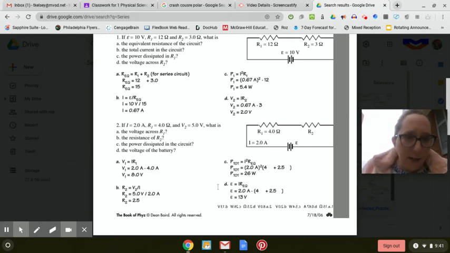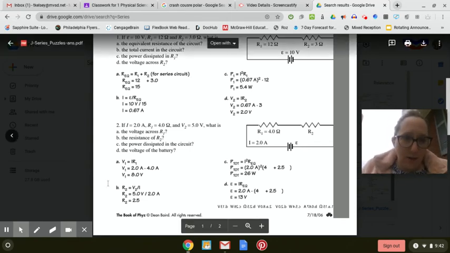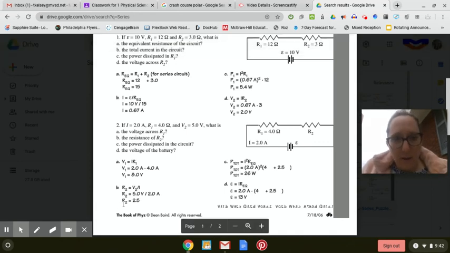Then the second question says, what is the resistance of R2? I know what the current is, and I know what the potential is because they give it to me, so then I just subtract. So again, V equals IR solved for R. Things are labeled. We get resistance is 2.5 ohms.